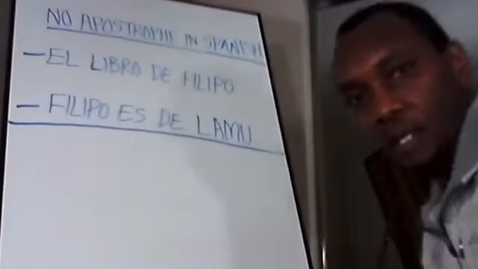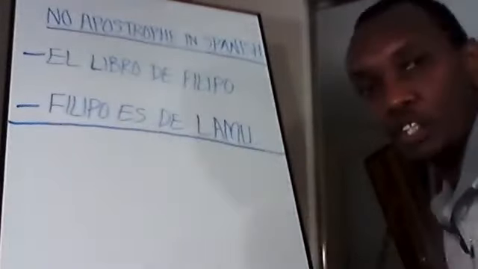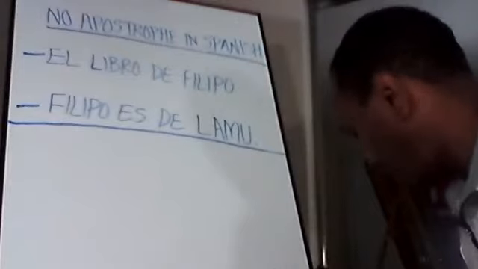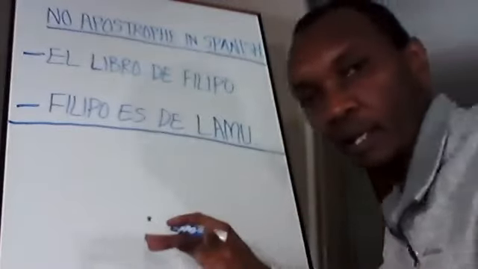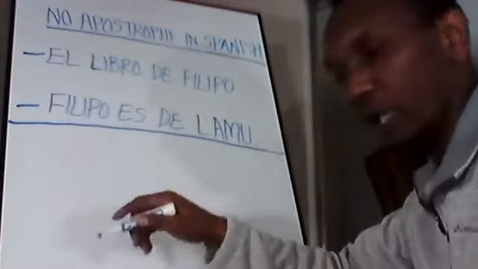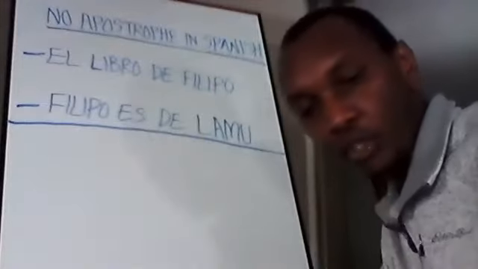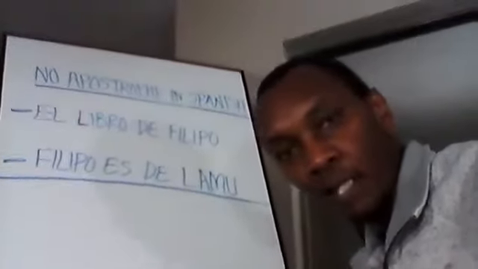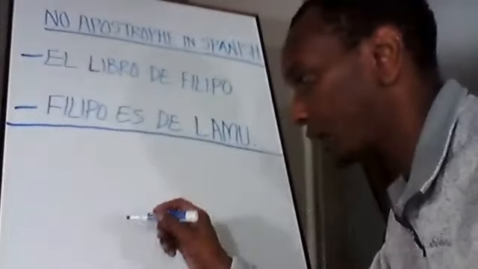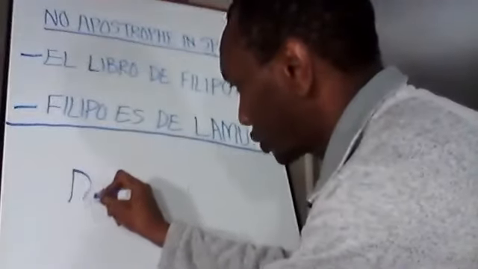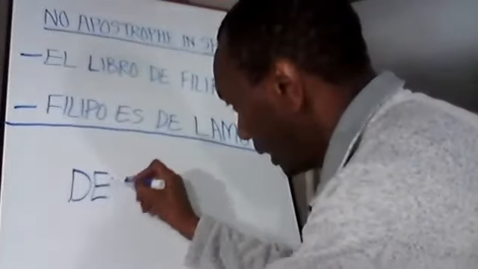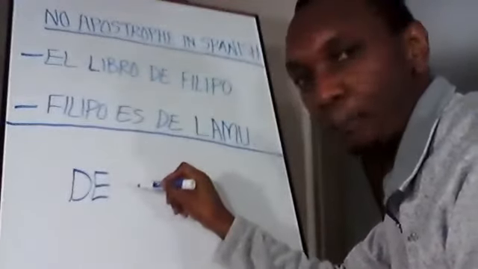So if you can see at the top of the screen, I have: no apostrophe in Spanish. And like we said, the apostrophe is used to denote possession in English, like the book belongs to so and so. So the reason why we don't use the apostrophe in Spanish is because of the preposition de. In Spanish, this is what replaces the apostrophe.